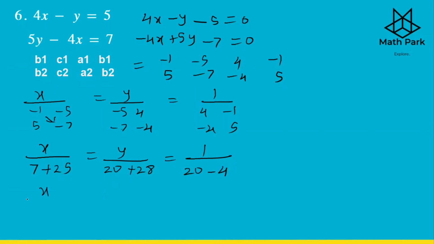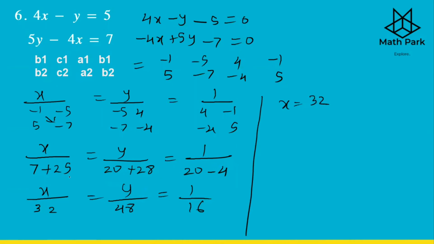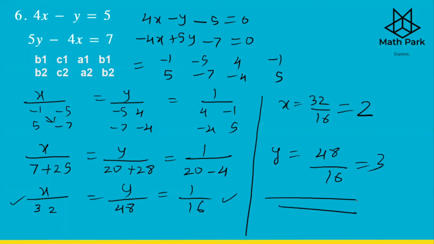So you get x upon 25 plus 7. 5 plus 7 is 12, carry 1. You get this as 32, and is equal to y upon 20 plus 28 is 48, is equal to 1 upon 20 minus 4 is 16. So let us solve. We get x is equal to 32. This 32 is going to go here. We are taking this and this equal. So x is 32 upon 16, which is 2, and y is equal to 48 upon 16, which is 3. So we are done with question number 6.